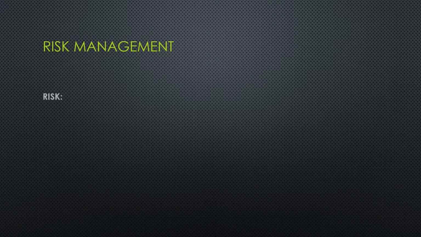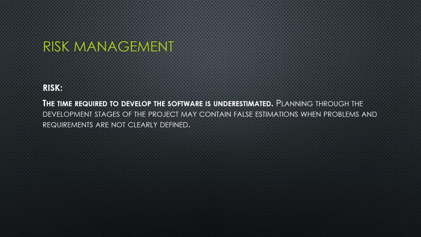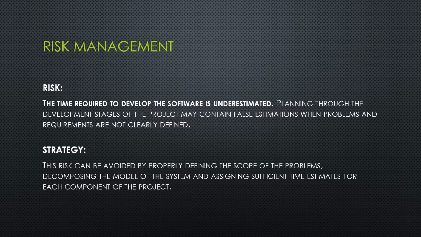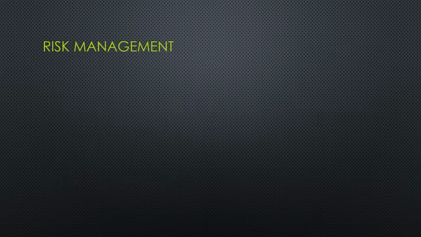The time required to develop the software is underestimated. Planning through the development stages of the project may contain false estimations when problems and requirements are not clearly defined. This risk can be avoided by properly defining the scope of the problems, by decomposing the model of the system, and by assigning sufficient time estimates for each component of the project.